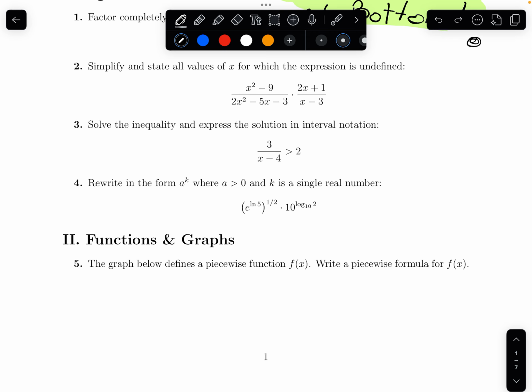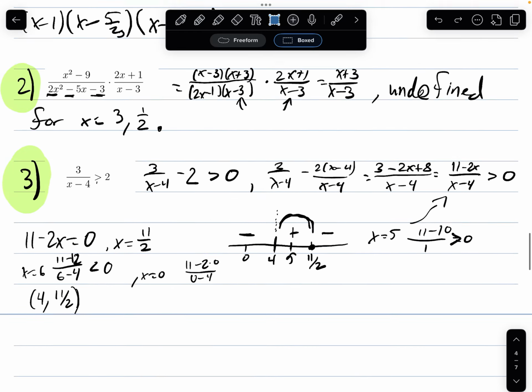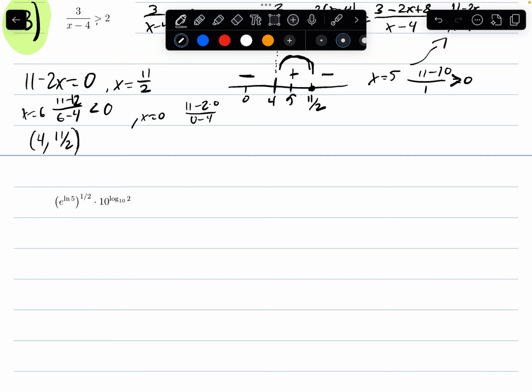Last one in this section was to rewrite this expression here. Copy. Paste. Okay. That was number 4 actually.